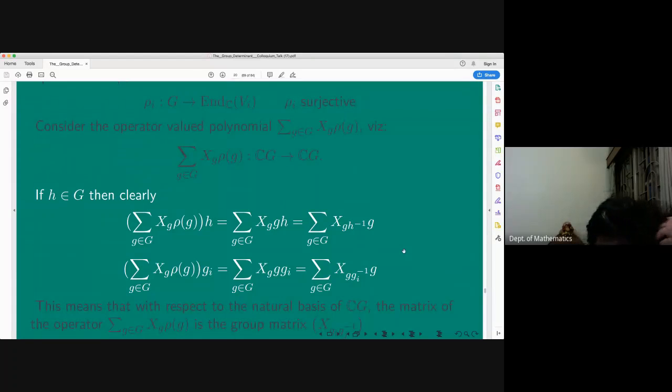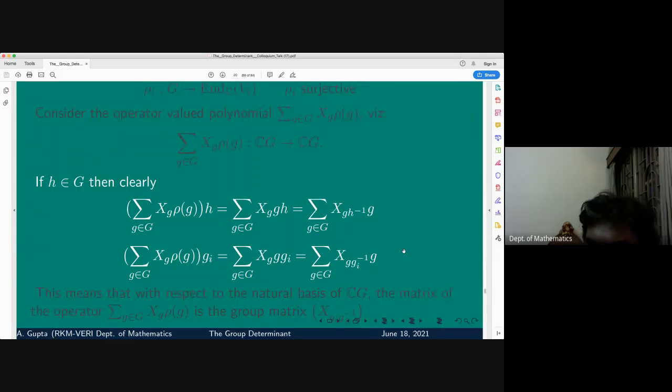So the index of this variable gets shifted. If you act this operator valued polynomial on g_i, where g_i is the indexing of the group elements which comes in the group determinant, then you get the sum of x_{g g_i^{-1}} times g. This g g_i^{-1} is a hint to us of how the group determinant arises. It arises as the matrix of this operator valued polynomial with respect to the basis g_1 up to g_n.